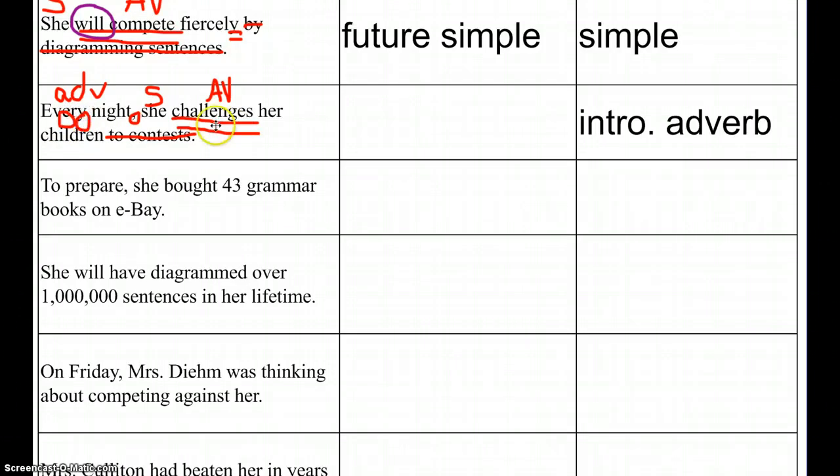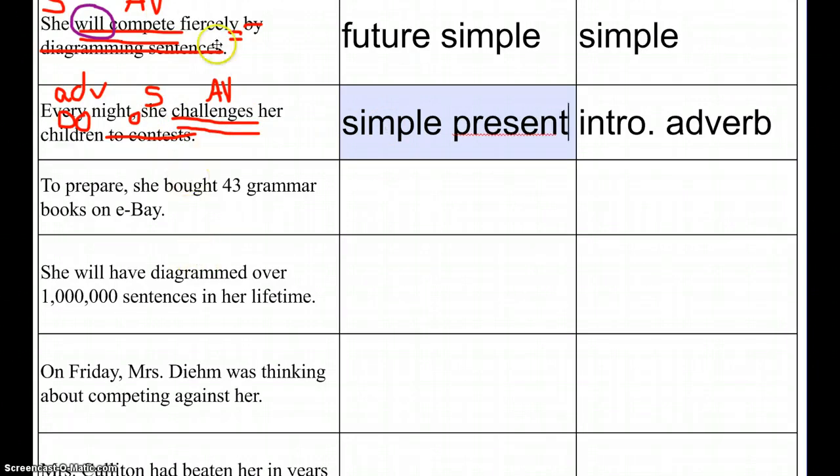So now looking at my verb, I want to decide the verb tense. There are no helping verbs. So that's pretty easy. It's a simple way of looking at it. So it's got to be simple. And challenges can't be past tense because challenged would be past tense, and it doesn't have the helping verb will, so it's just simple present tense.